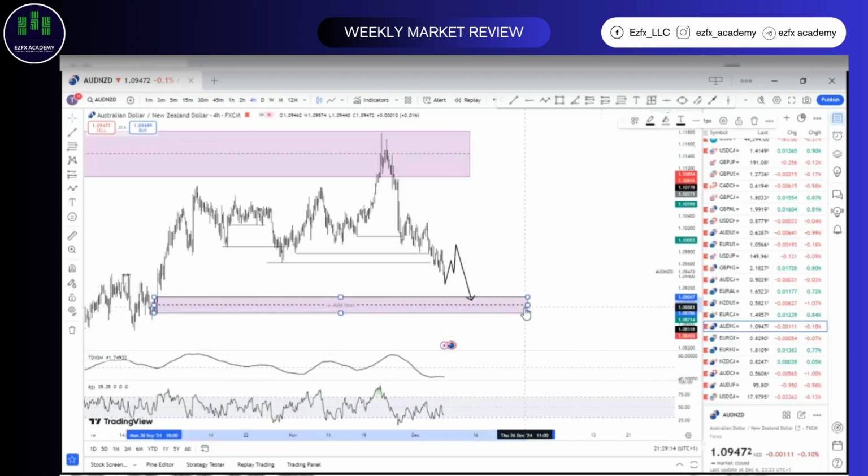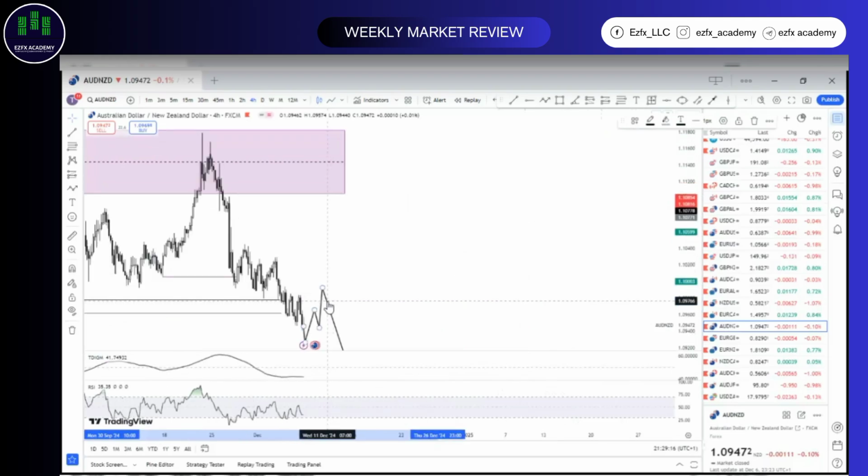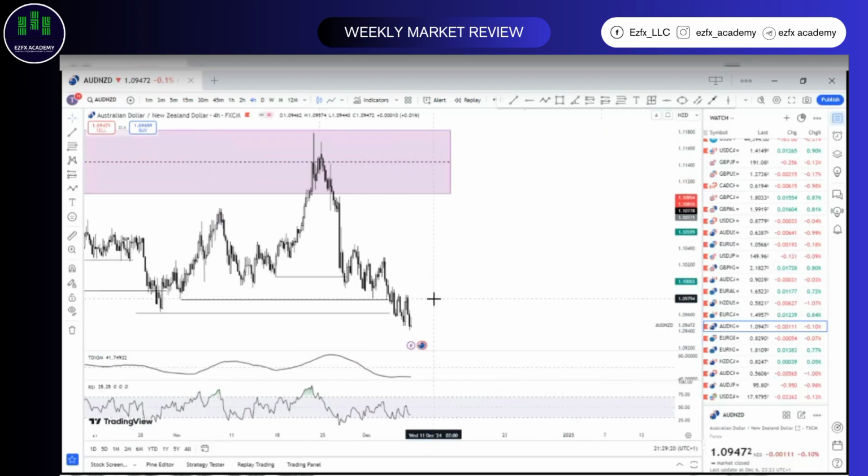So let's see, before price gets there, we should be able to get some re-entries, or a re-entry preferably, to get in on the sell.